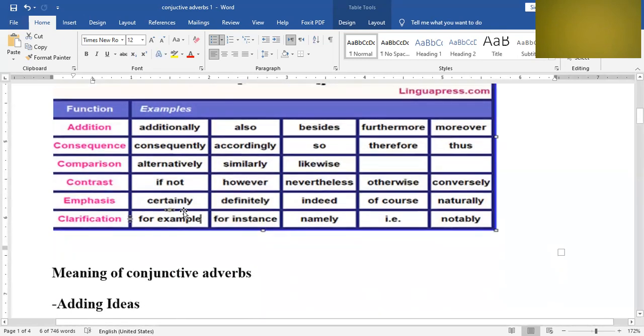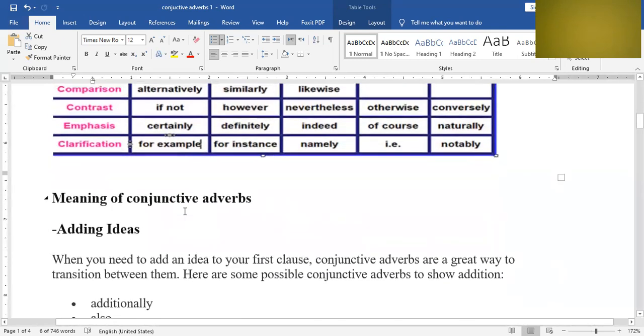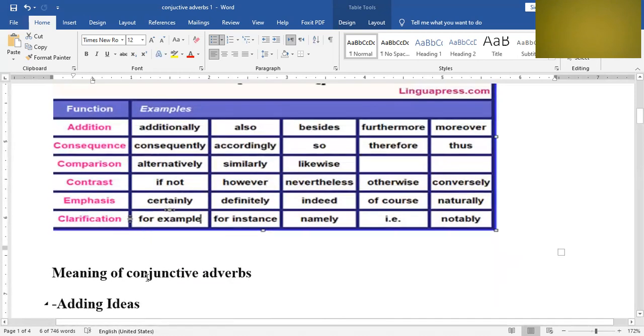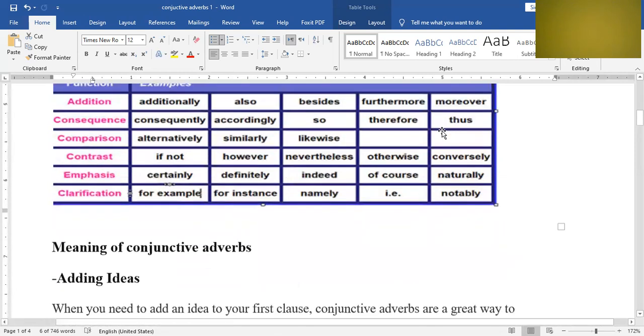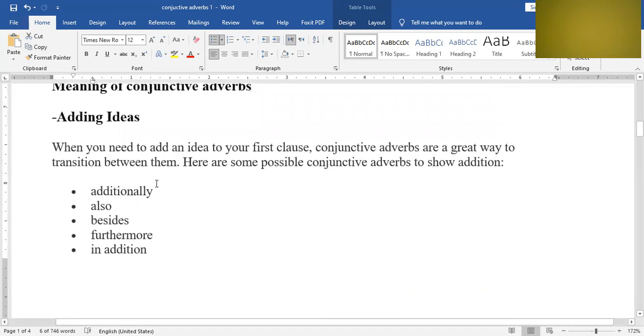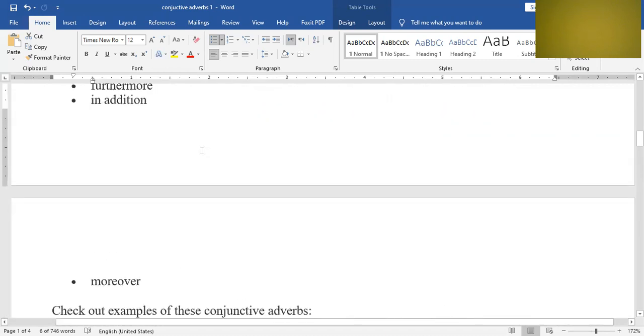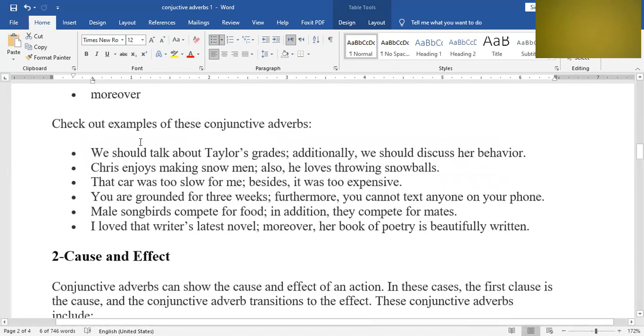Let's see them in context to understand and to realize their use in context. Meaning of conjunctive adverbs, to add ideas. Which conjunctive adverbs do we use to add ideas? As you see here, additionally, also, besides, furthermore, and moreover. Let's see them in sentences. Here we see them in sentences. For example, we clarify the meaning and the use in context.